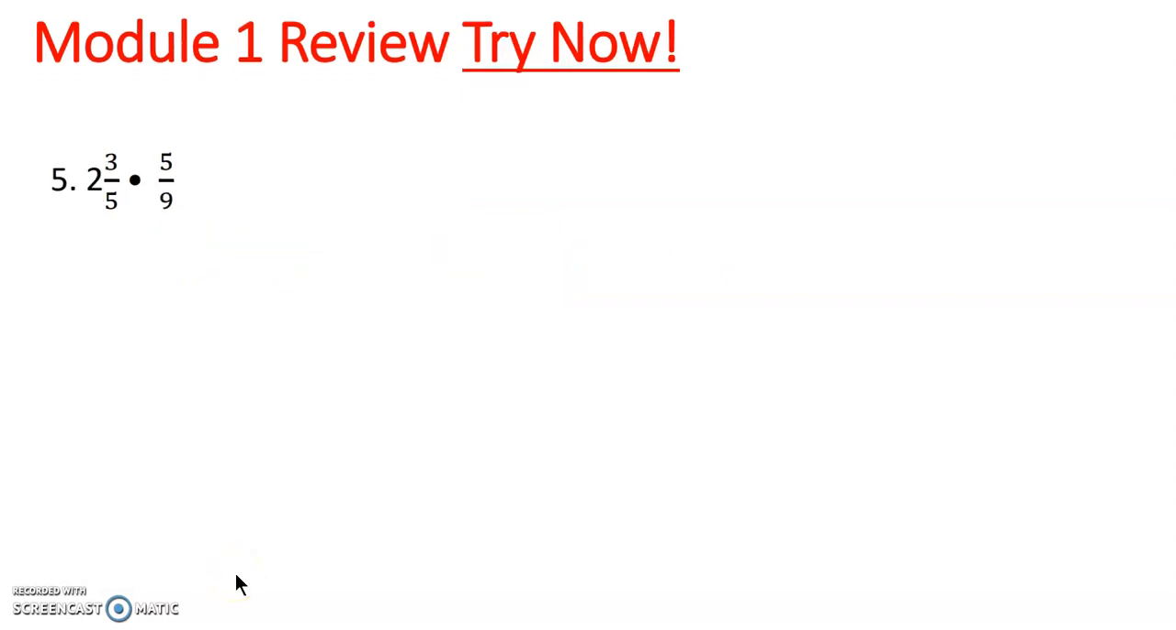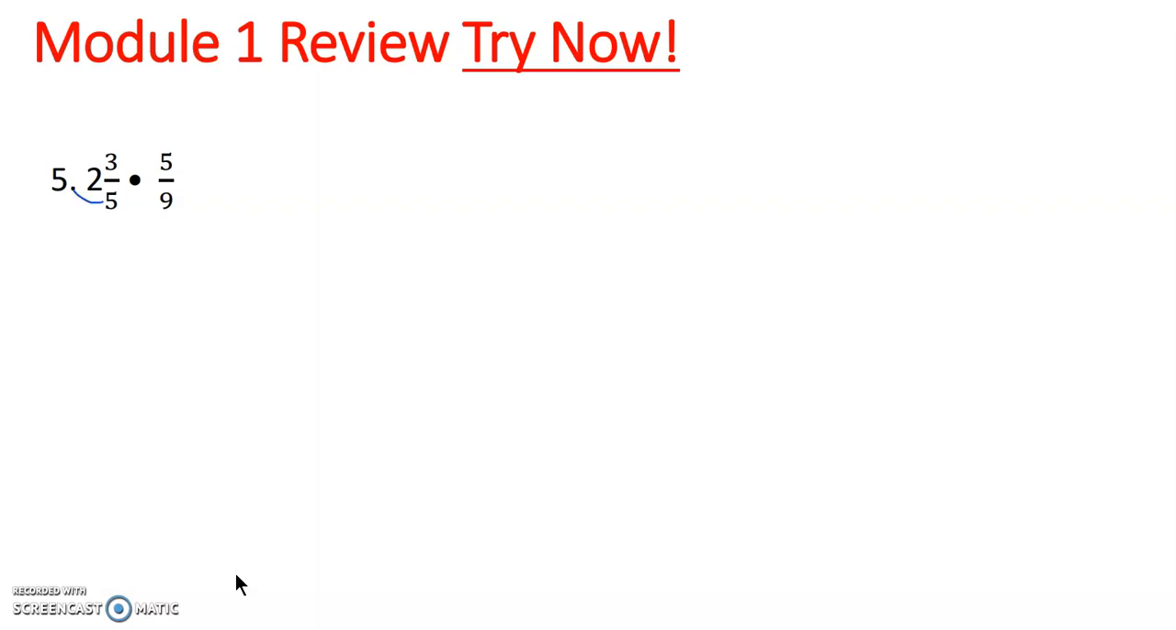Number 5, we've got a mixed number times a proper fraction. Again, because we're multiplying here, just like division, we can't have a mixed number. Change to improper, and then go ahead and multiply with the proper fraction. Look to cross reduce. You can pause the video, try it, and then I'll show the solution.